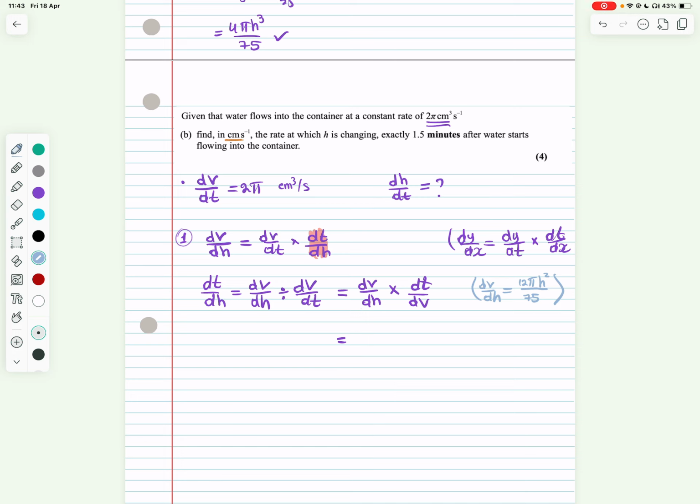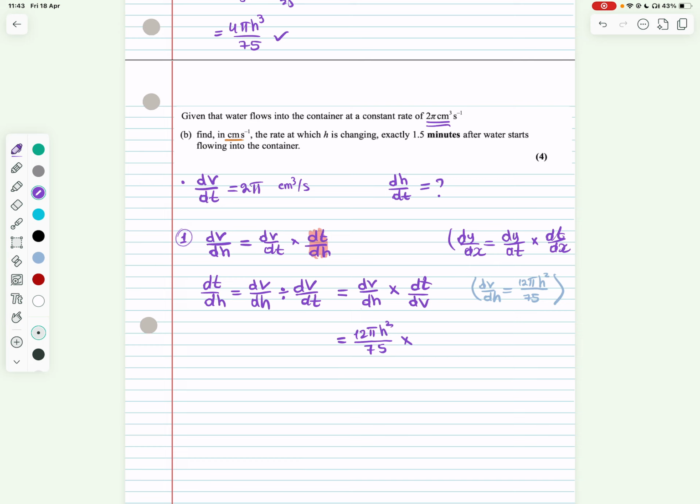I don't have a space to do that. So basically I found the derivative of the volume. Okay, so I'm going to be writing that right here. It's going to be 12 pi height squared divided by 75, and that is going to be times dt over dv.